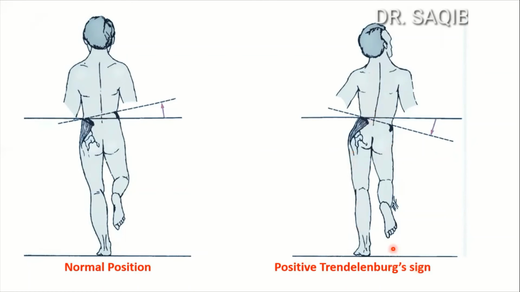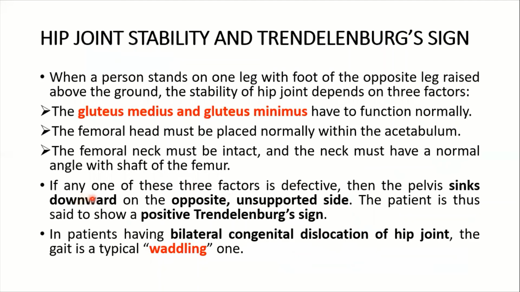Here this is the opposite side, the supported side. The foot is on the ground, and here this is the unsupported side. And here you could see the pelvis sinking downwards, right? This is the pelvis sinking downwards on the unsupported side, and this is the positive Trendelenburg sign. If a patient has bilateral congenital dislocation of the hip joint, the gait is a typical waddling gait.